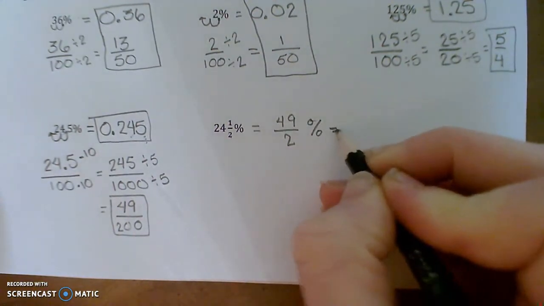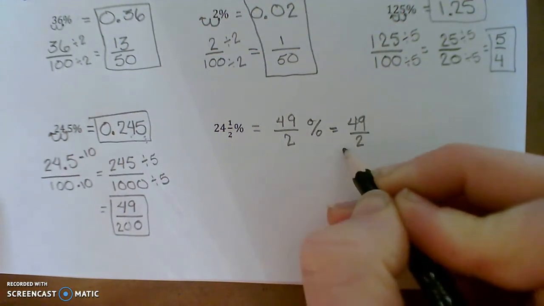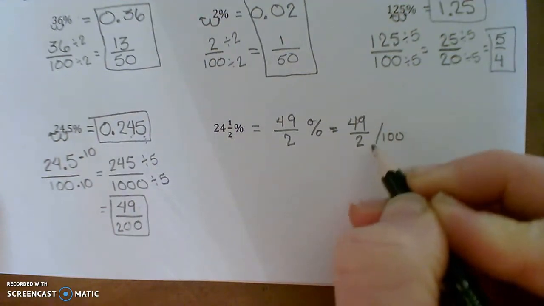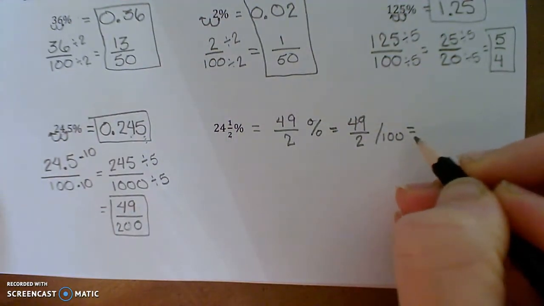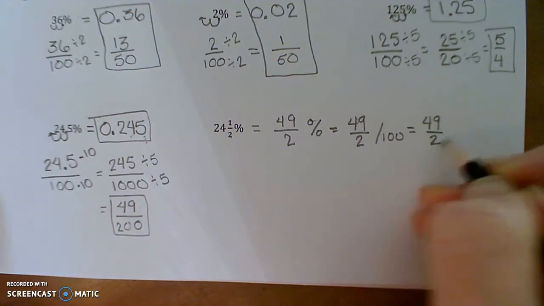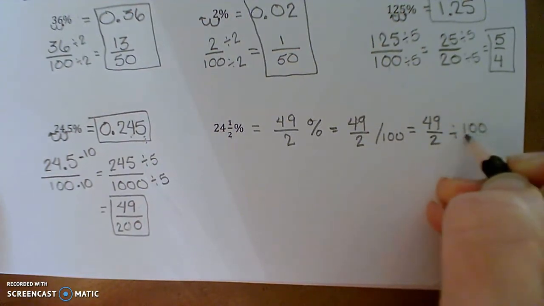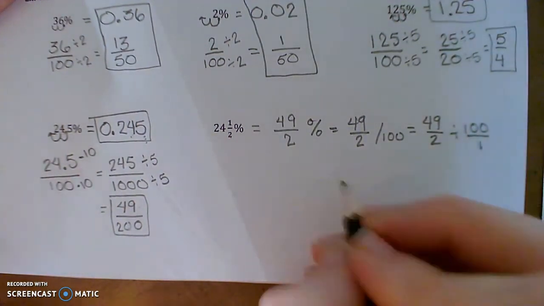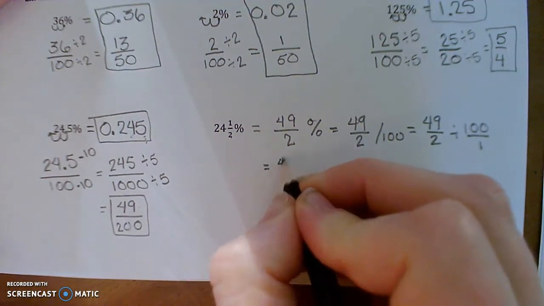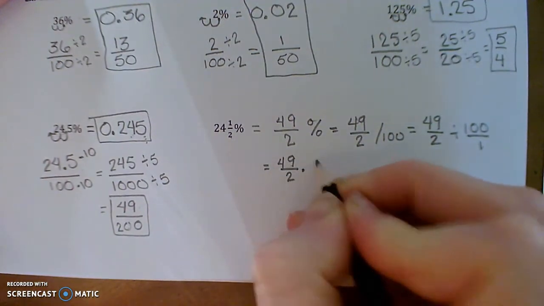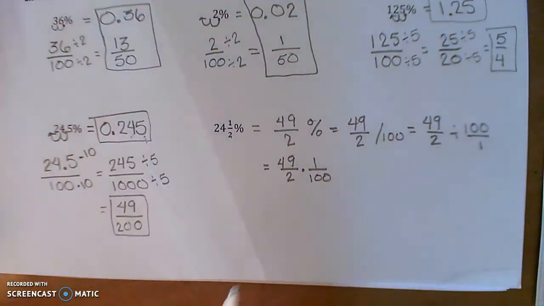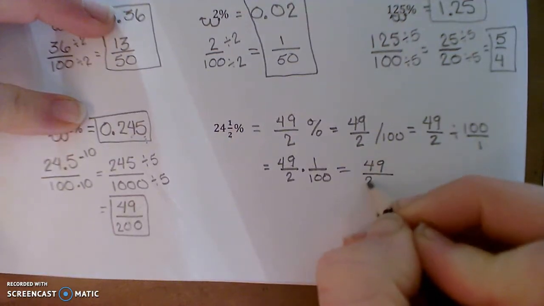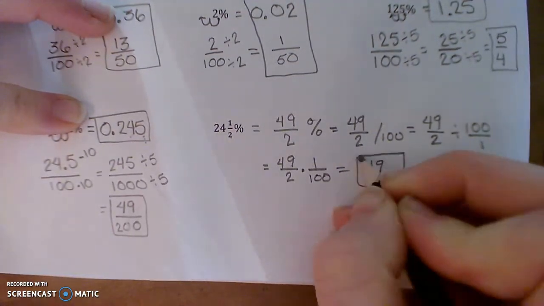And so now I could write that as 49 over 2. And then you could say over 100. But what I mean by over is really divide. And how do you divide 49 over 2 divided by 100? And remember, to divide with fractions, you multiply by the reciprocal. So this will be really 49 over 2 times 1 over 100. So 100 is in the denominator. All right, so this could be written as 49 over 200. And there we have it.